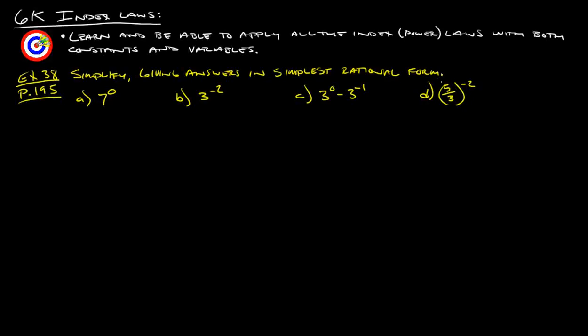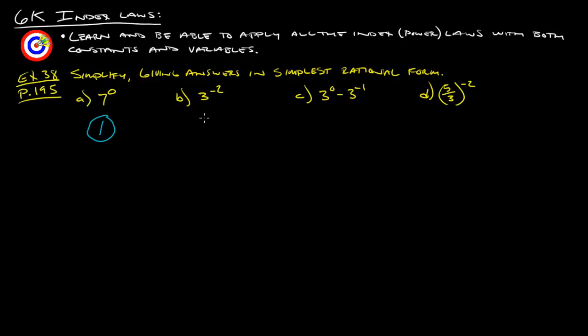So this one's example 38 from page 195. Simplify, giving answers in simplest rational form. All right, so remember, anything to the 0 power is 1. And we are done with that problem. Okay, except for, again, the only case that doesn't work is if it's 0 to the 0 power.